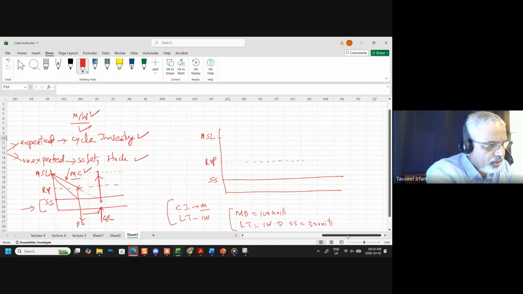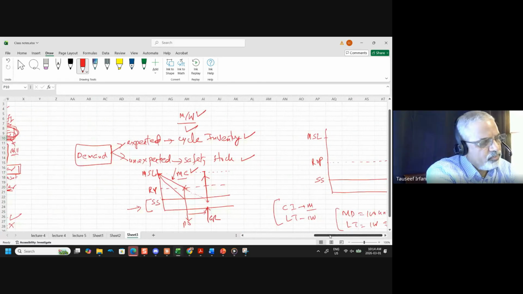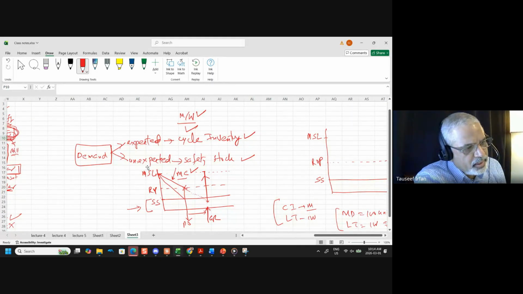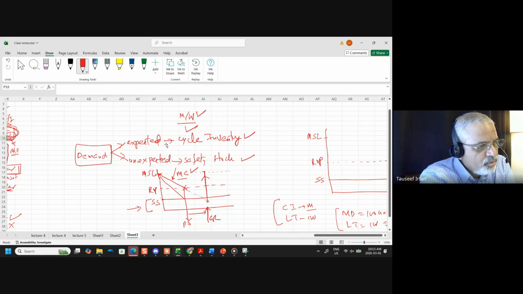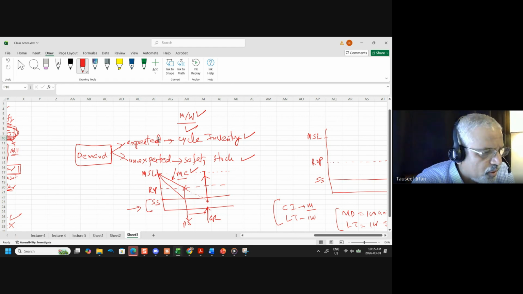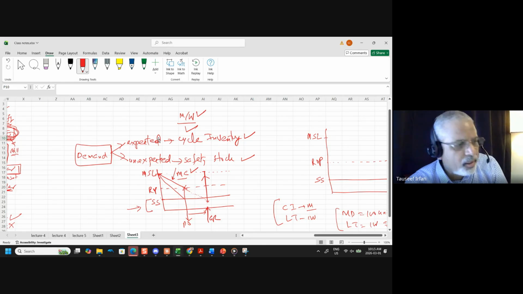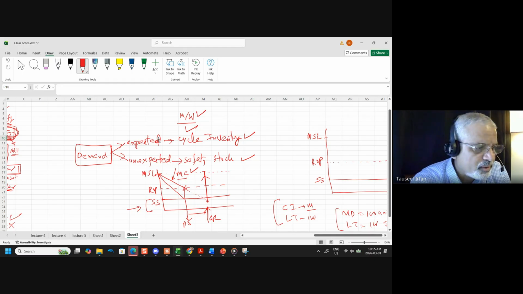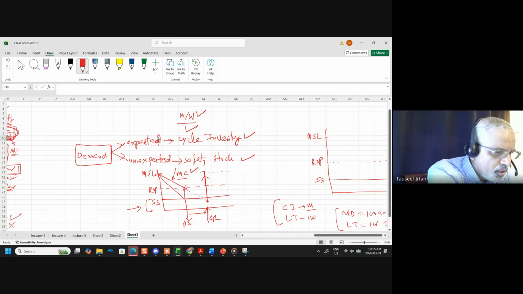We discussed here that demand is of two types, expected and unexpected. To fulfill the expected demand, we need cycle stock or cycle inventory, and to fulfill the unexpected demand, we need safety stock. So we know that these are the two types of demand, and we have inventory to support that: cycle stock and safety stock.